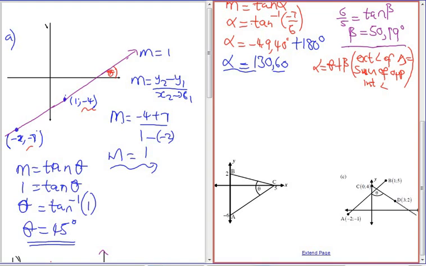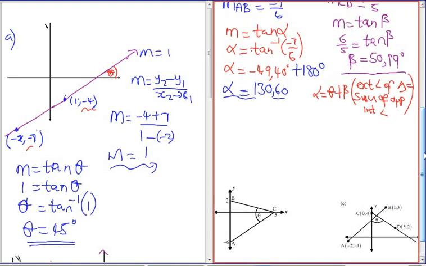Well, if you remember, let's put it into the equation. Alpha was already 130.60. We are working with this equation down here. So in place of alpha, I'm going to put 130.60. Theta is what we are looking for, and beta happens to be 50.19. Therefore, we can easily see the value of theta now. Use your calculator again to get to that solution. You can see you get 80.41 degrees.